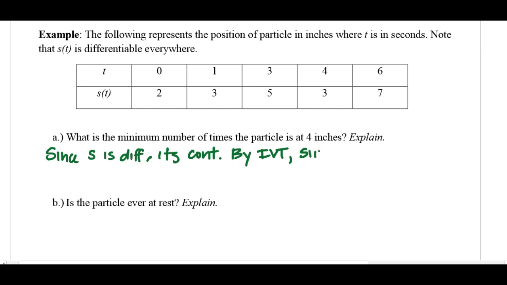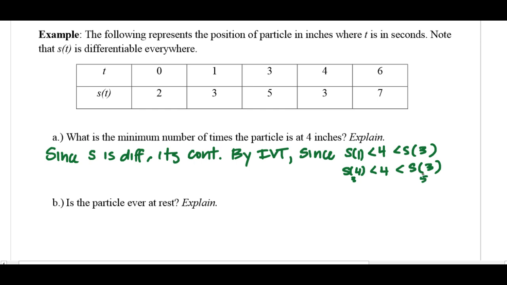So by IVT, and we have 3 different situations happening, since 4 is between S of 1 and S of 3, so S of 1 is 3 and S of 3 is 5, so 4 is in this interval. 4 is also in the interval from 3 to 4, but I have to be careful about the way I write it right now, because 4 is greater than S of 4, because S of 4 is 3, and 4 is less than S of 3. So I need to make sure the order is correct, because S of 4, this number right here, is 3, and S of 3 is 5.